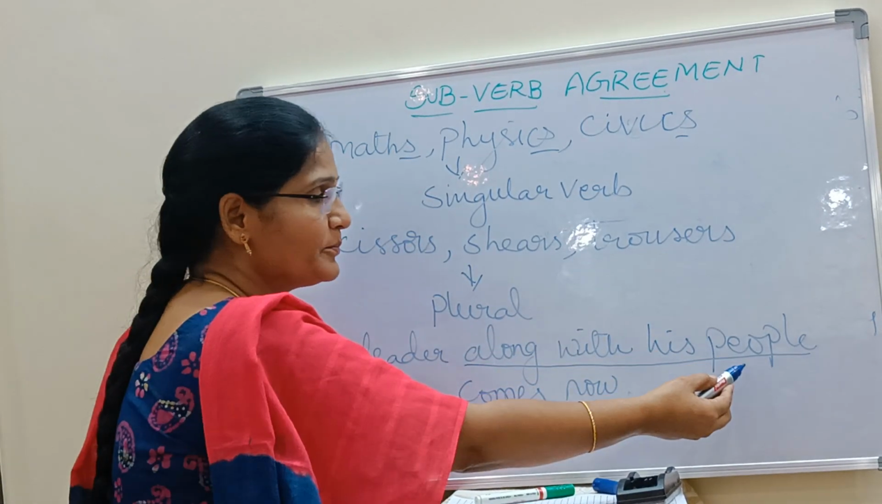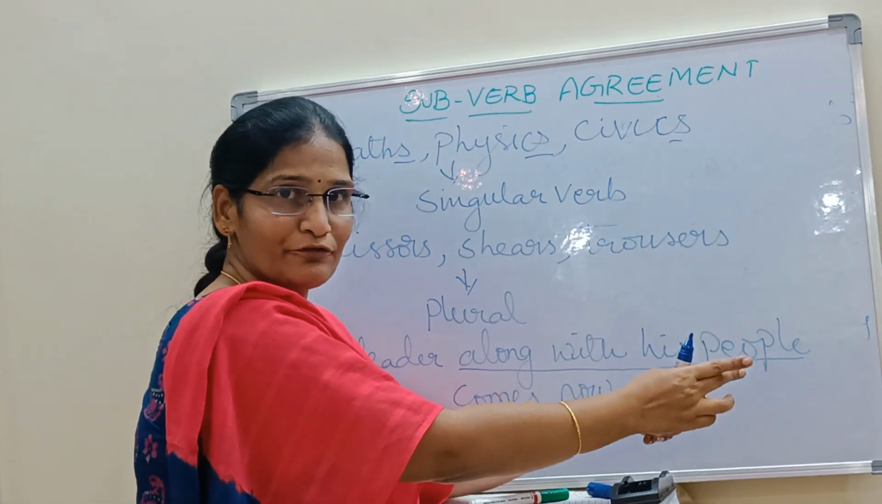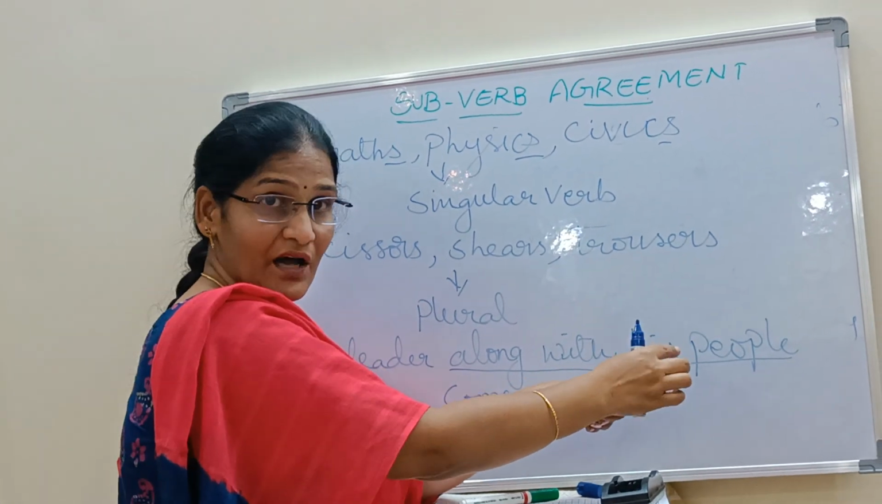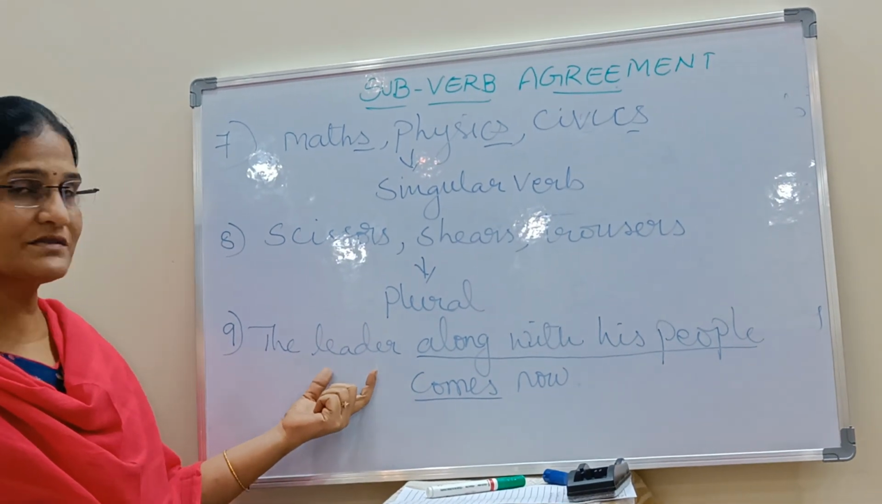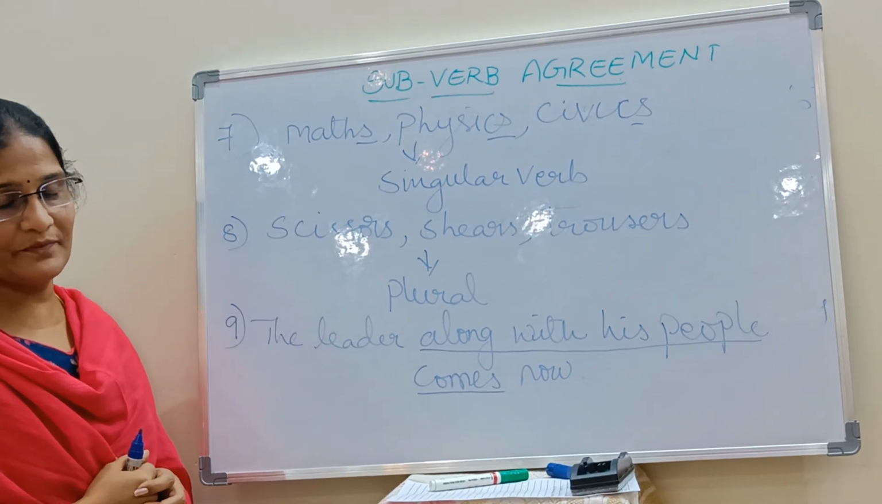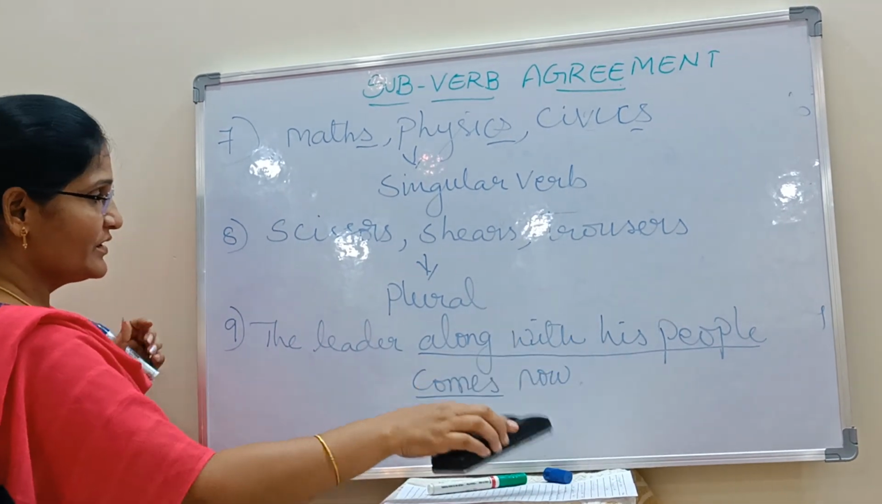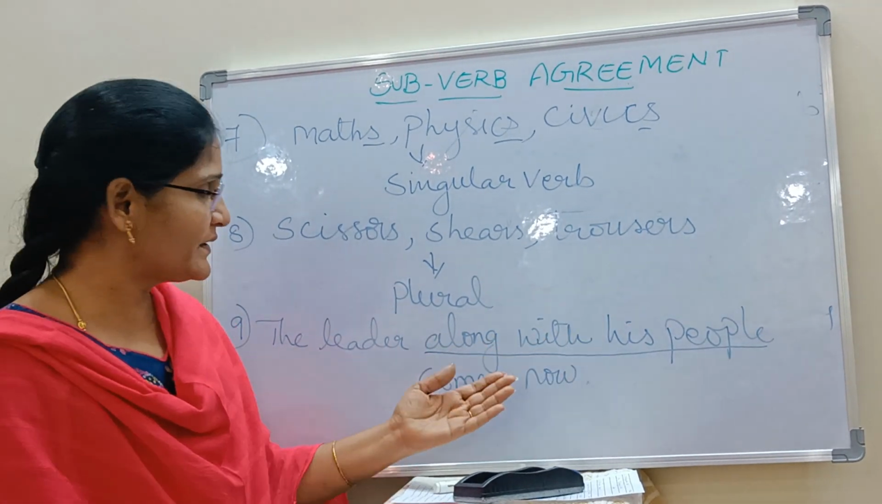Why do we have to use the singular verb here, when people is plural? Why can't we use the plural? Do not be misled by the noun within the phrase, but look only at the subject. The subject here is singular, and so you have to use the singular verb itself. This is the ninth rule. And here I can give you some more examples. The leader along with his people comes now.